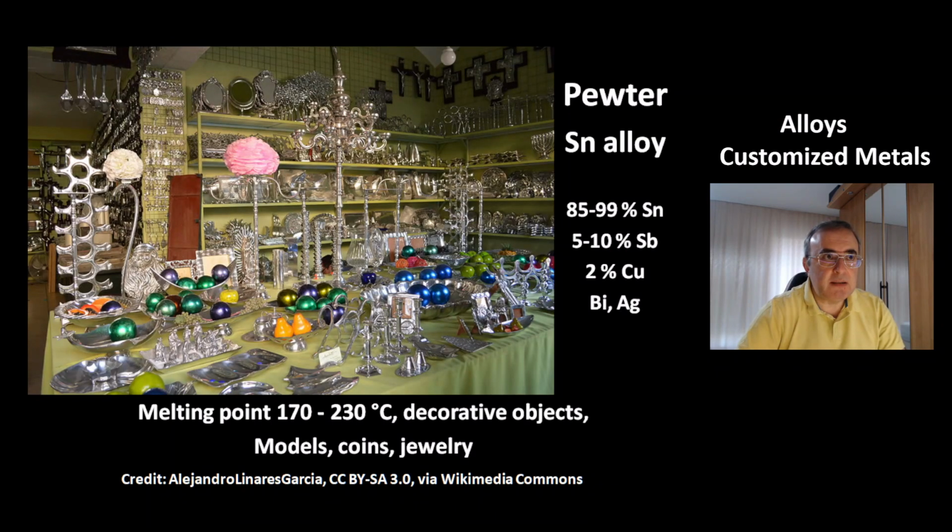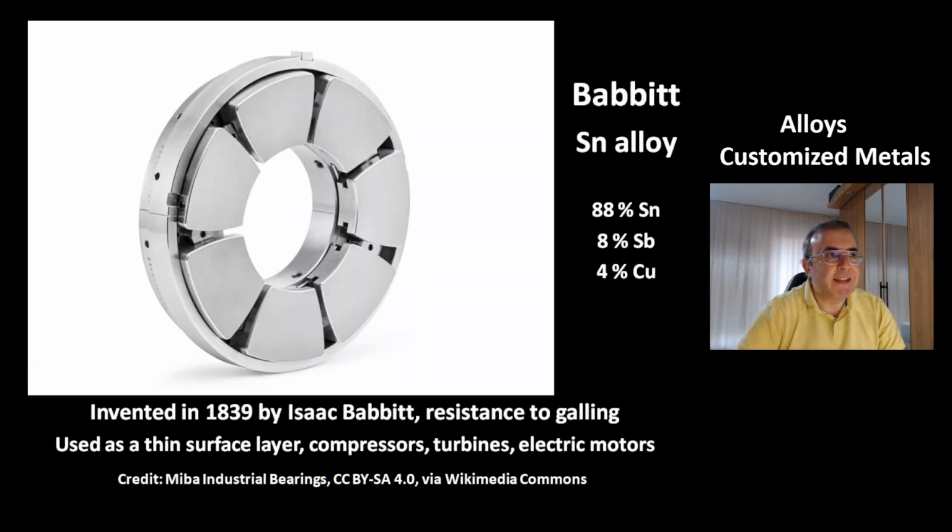Pewter is another tin alloy with antimony, copper, bismuth, and silver. Its melting point is 170 to 230 degrees Celsius, depending on the composition. And pewter is used for decorative objects, models, coins, and jewelry.